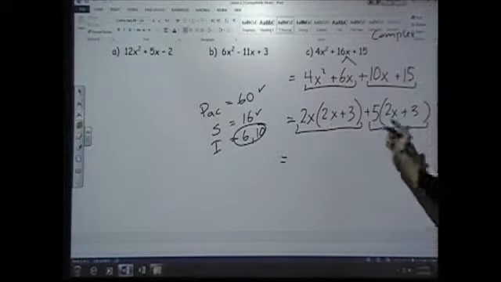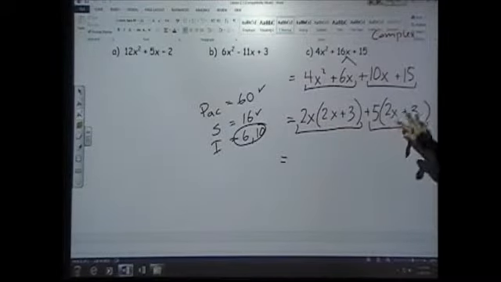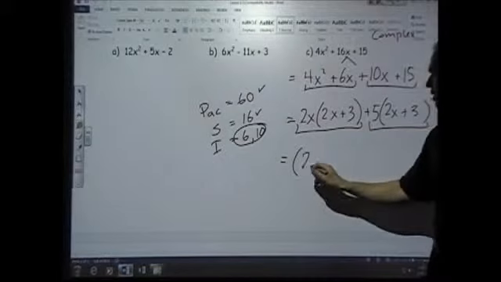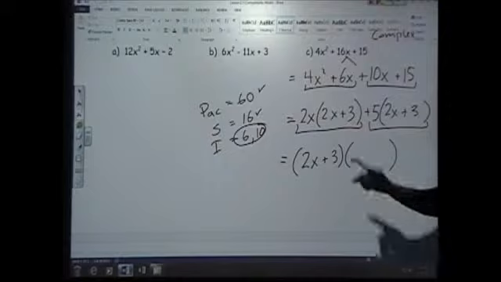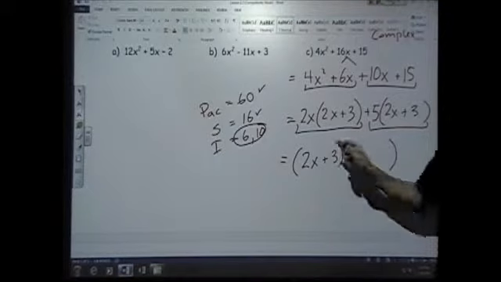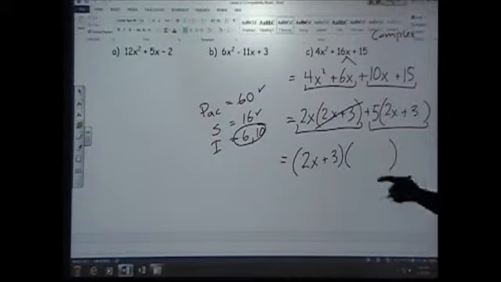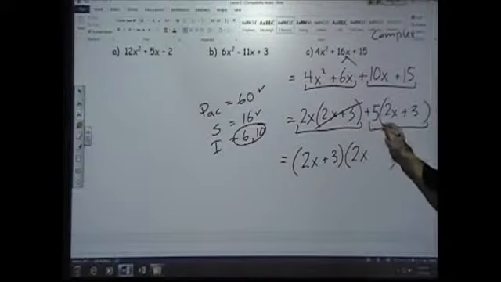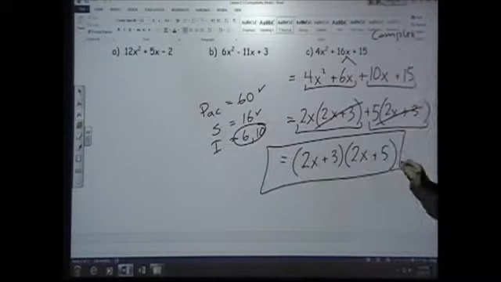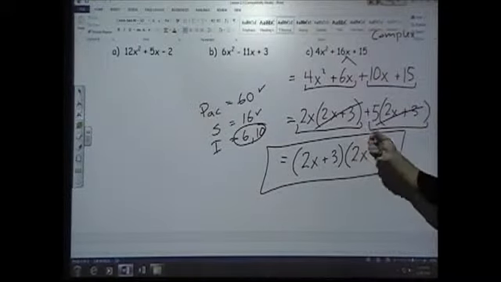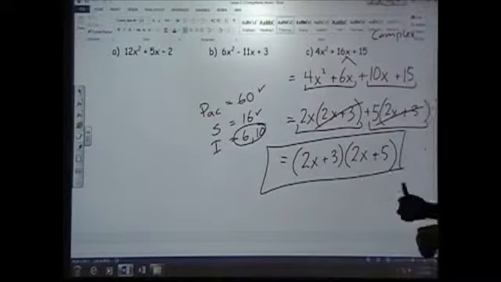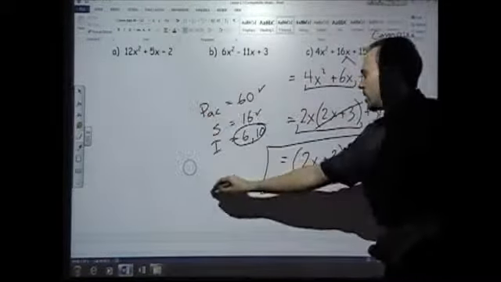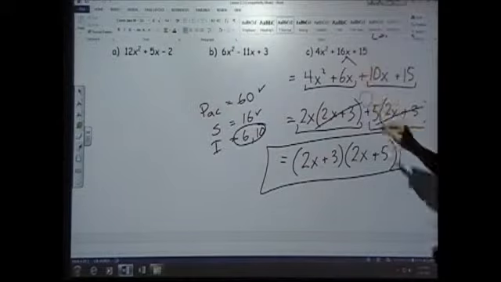Now, between these two things, it's this whole thing plus this whole thing. Between those two things, the bracket, the 2x plus 3, is the exact same. So I can factor out that bracket as a common factor. If I divide the bracket out from here, I'm just left with 2x. Divide the bracket out from there, I'm just left with plus 5. So this is the final answer. Again, if I re-expanded this, it would end up as that trinomial up there. So let's move on to some other factoring.